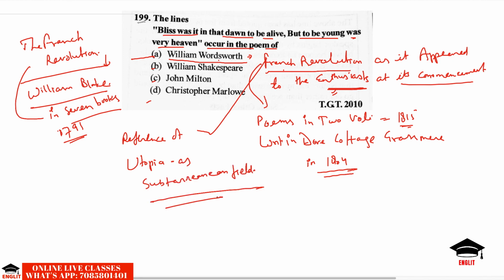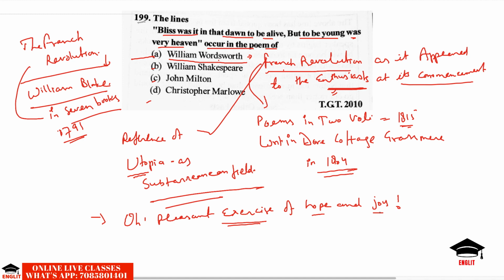So the reference of utopia as a subterranean field was there in which of the following poems of William Wordsworth can be the question for you. So in the poem French Revolution by William Wordsworth, the mention or the reference of utopia was there. The very first line is very important. Oh, pleasant exercise of hope and joy. So the commencement of this French Revolution was a pleasant exercise of hope and joy. It had a new hope, it had a new kind of joy for all the enthusiasts. And William Wordsworth was one of those enthusiasts as well.